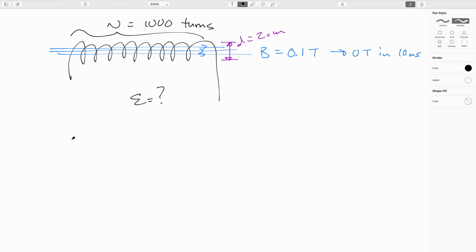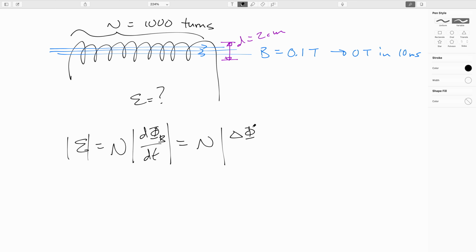Okay, so by Faraday's law of induction, the magnitude of the EMF, which is all we can solve for at the moment, will be the number of turns times the time rate of change of the magnetic flux. Now here, in the absence of other information, we're going to have to assume that this change occurred uniformly, so that means the d's can turn into deltas.